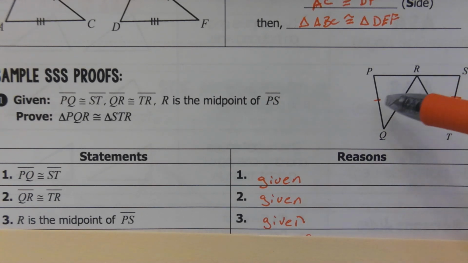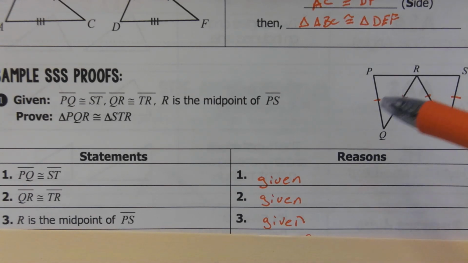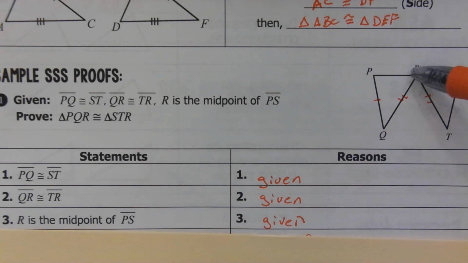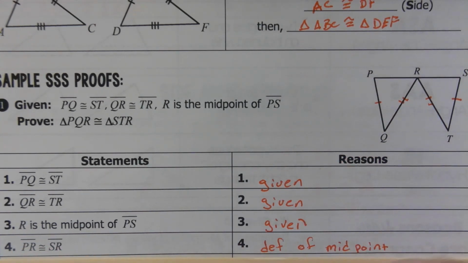Now, what we have right now is that this side is congruent to this side, and this side is congruent to this side. So what we need for side, side, side is to show that this and this are congruent. Well, we have R as the midpoint of PS. So what we can say is PR is congruent to SR by the definition of midpoint. The midpoint cuts it in half, and so by the definition of midpoint, this is congruent to this.